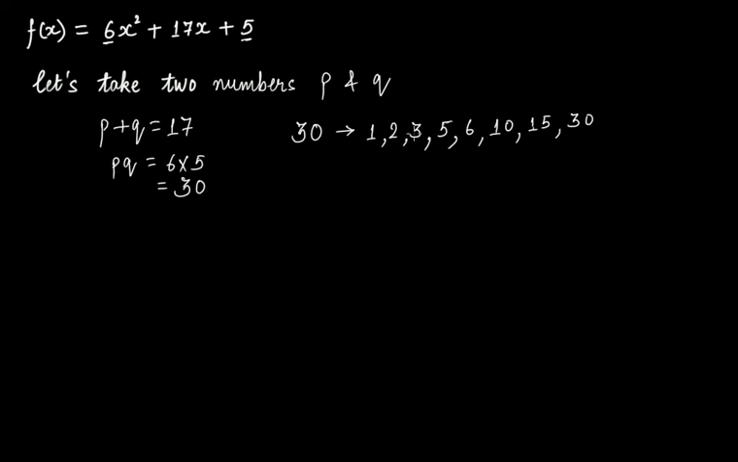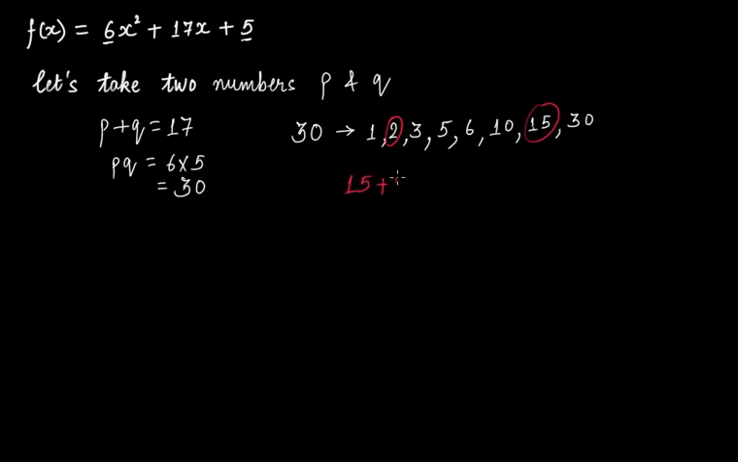Factors means that if you divide this 30 by these numbers, then your remainder will be equal to 0. That's why these are factors. This number has to be completely divisible by its factors. Now take two numbers such that their addition is equal to 17 and their multiplication is equal to 30. You will get only two numbers, and those two numbers are 2 and 15.